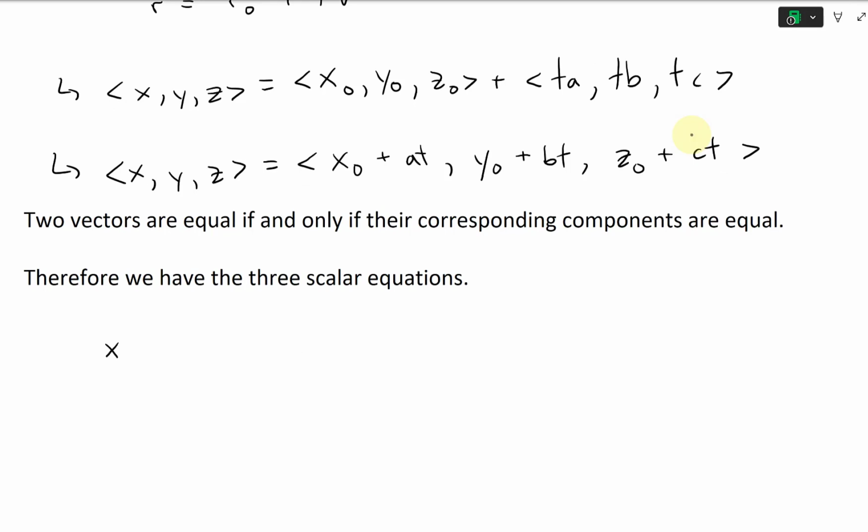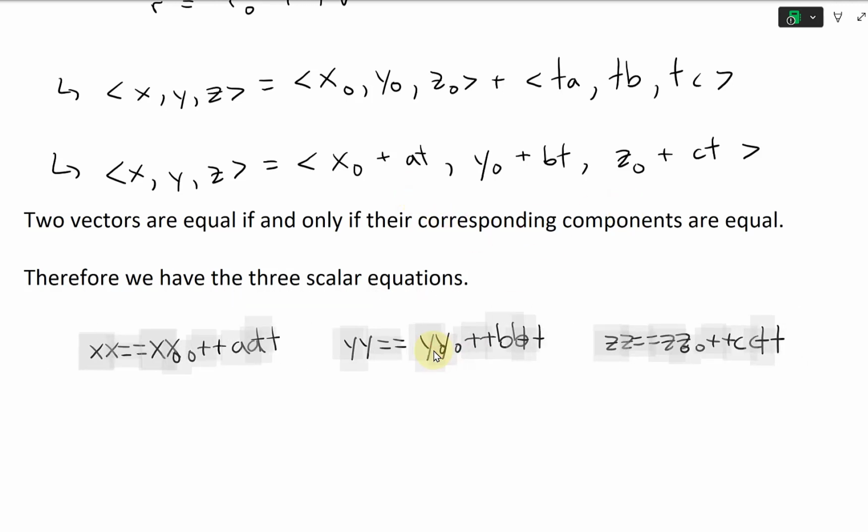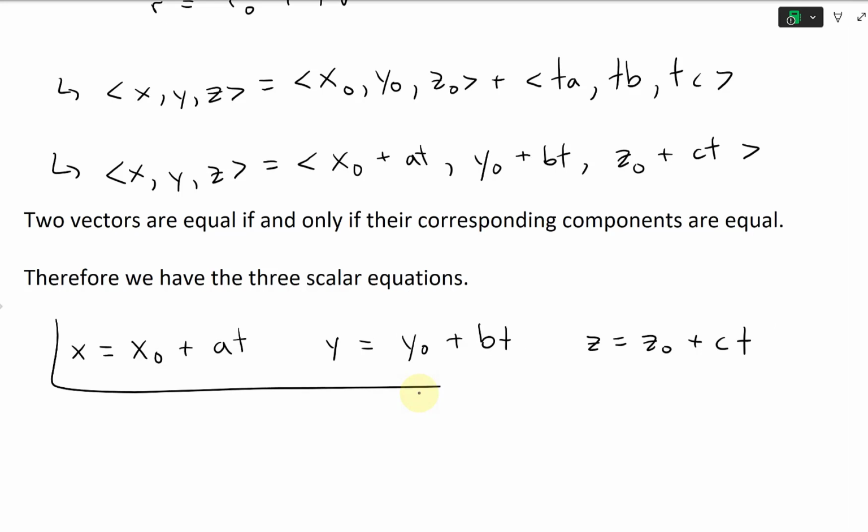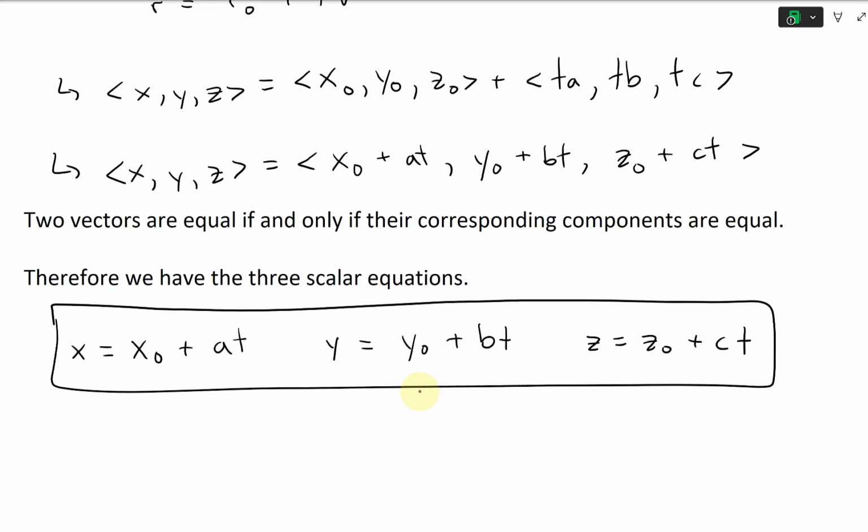So x equals just this part: x naught plus at, and then the next one is y equals y naught plus bt, and then the next one is z equals z naught plus ct, like that. And let's just make this in the center. Move this over. So these are our three scalar equations. And the t value is defined for all real numbers. So t is an element of the set of all real numbers.